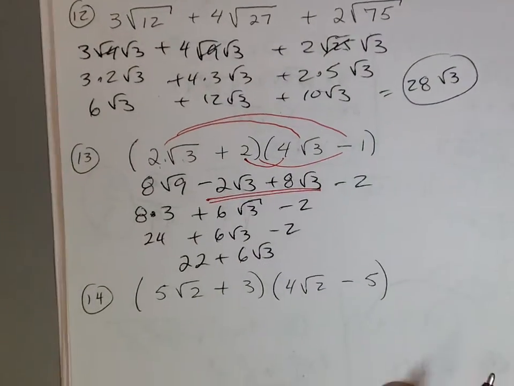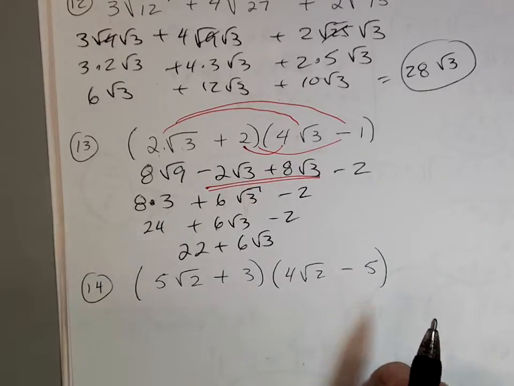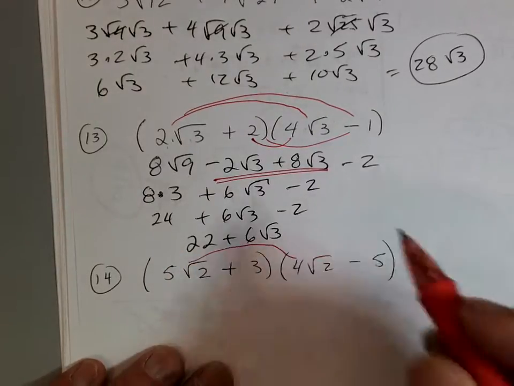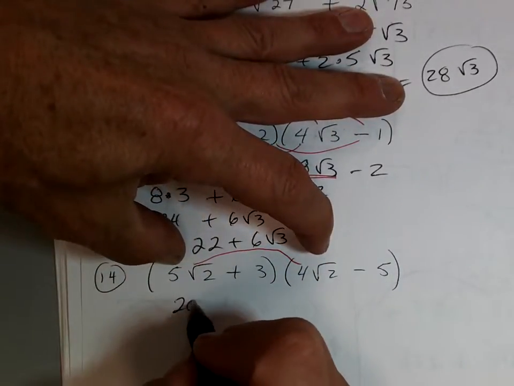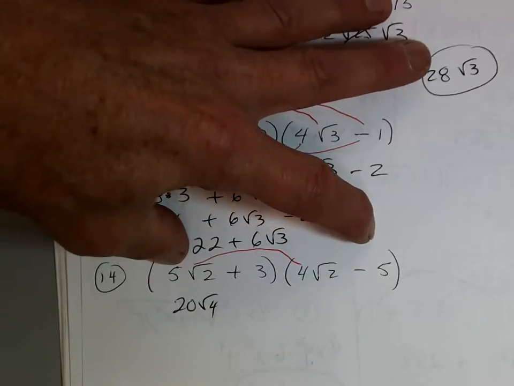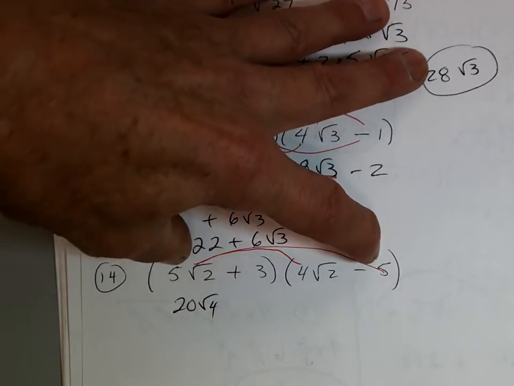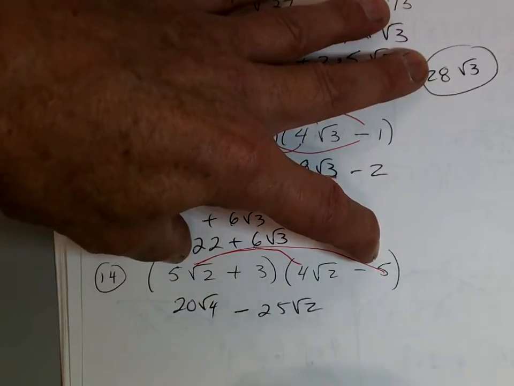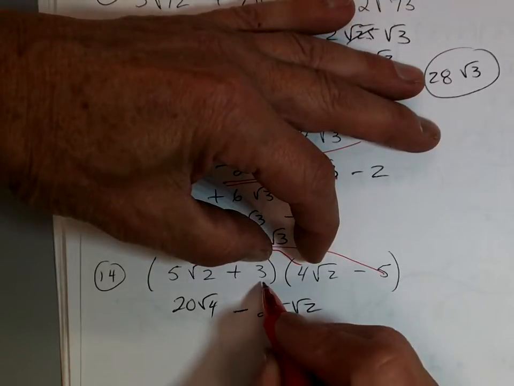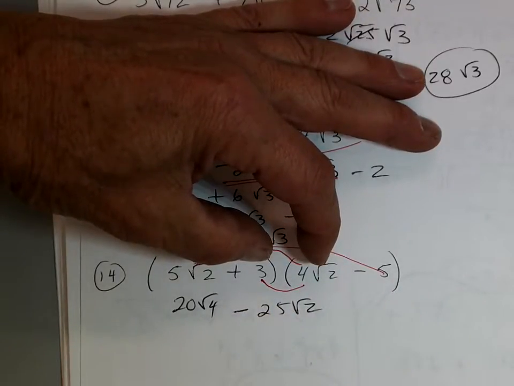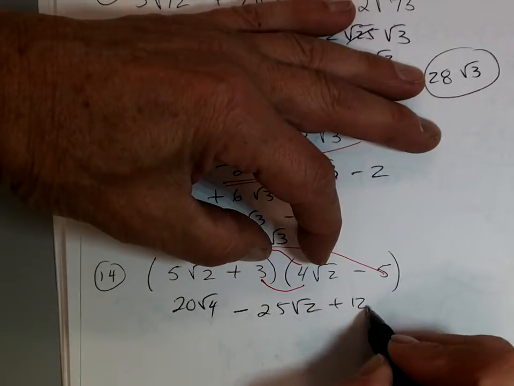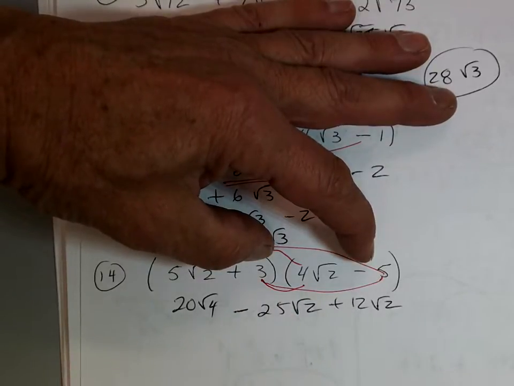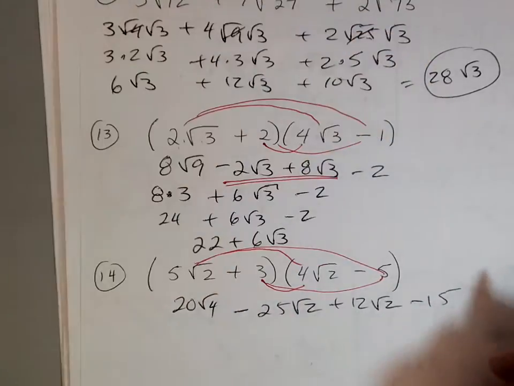14, you ready? Again, it's just another FOIL problem. It's a little bit bigger. So we're going to go, am I going too fast? So 5 square roots of 2 times 4 square roots of 2 makes a 20 square roots of 4. 5 square roots of 2 times negative 5. Multiply the whole numbers, so I get a negative 25 square roots of 2. Multiply the inside. 3 times 4 square roots of 2. Multiply the integers, plus 12 square roots of 2, and bring the square root along. And then finally, 3 times negative 5 is a negative 15. How am I doing? Okay.